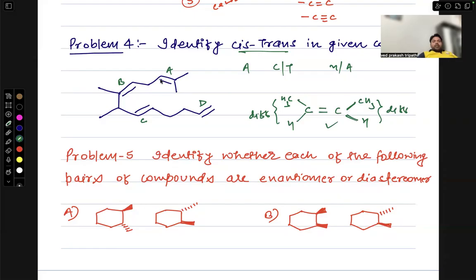If any of the carbons has the same connectivity, then it would not show geometrical isomerism. So what about A? Cis trans not available. Let me know. Yes, not available, because this carbon has two same methyl groups. What about D? Cis trans not available.